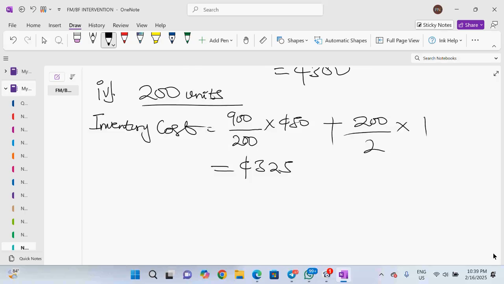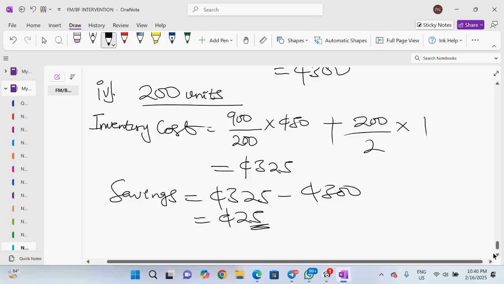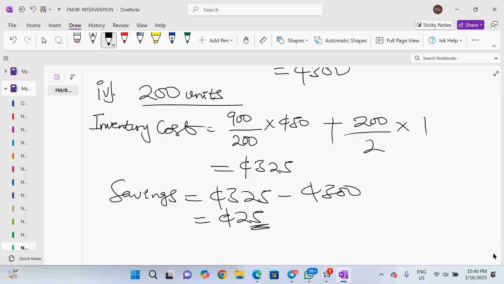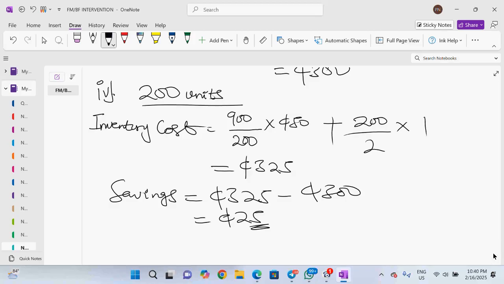So what will be the savings? The savings will be 325 minus 300. And that's giving us how much? 25. So you are saving 25 cedis because you are using the EOQ. So you see how easy it is. That is how inventory management works.